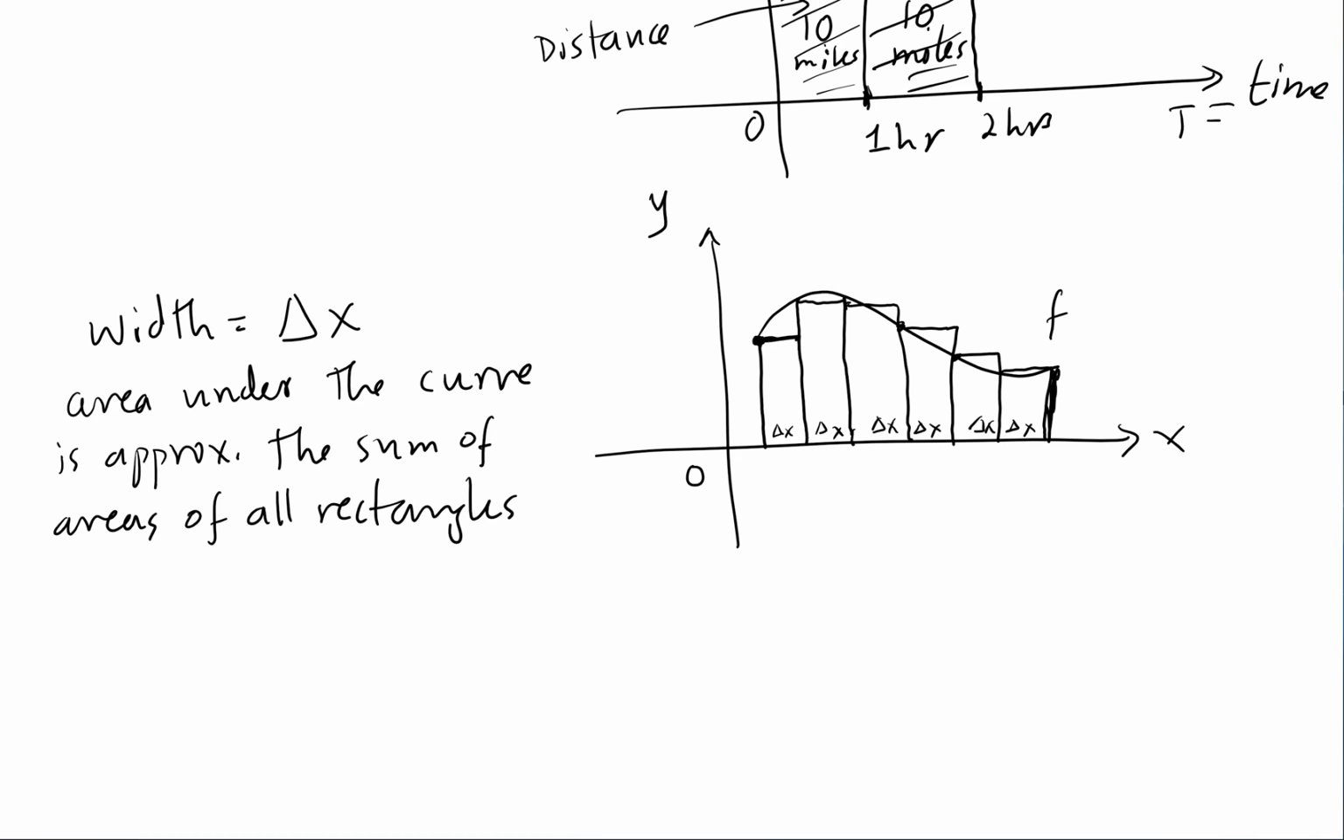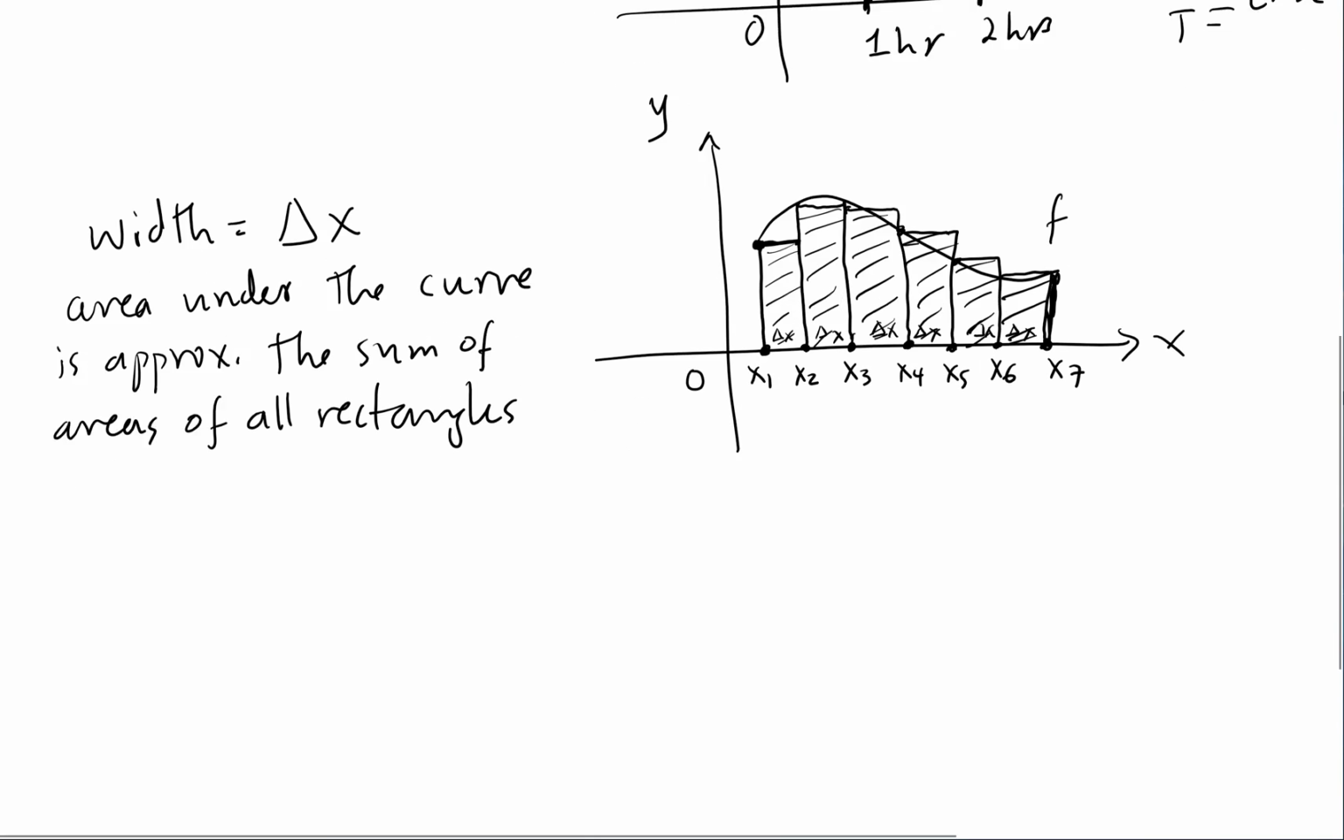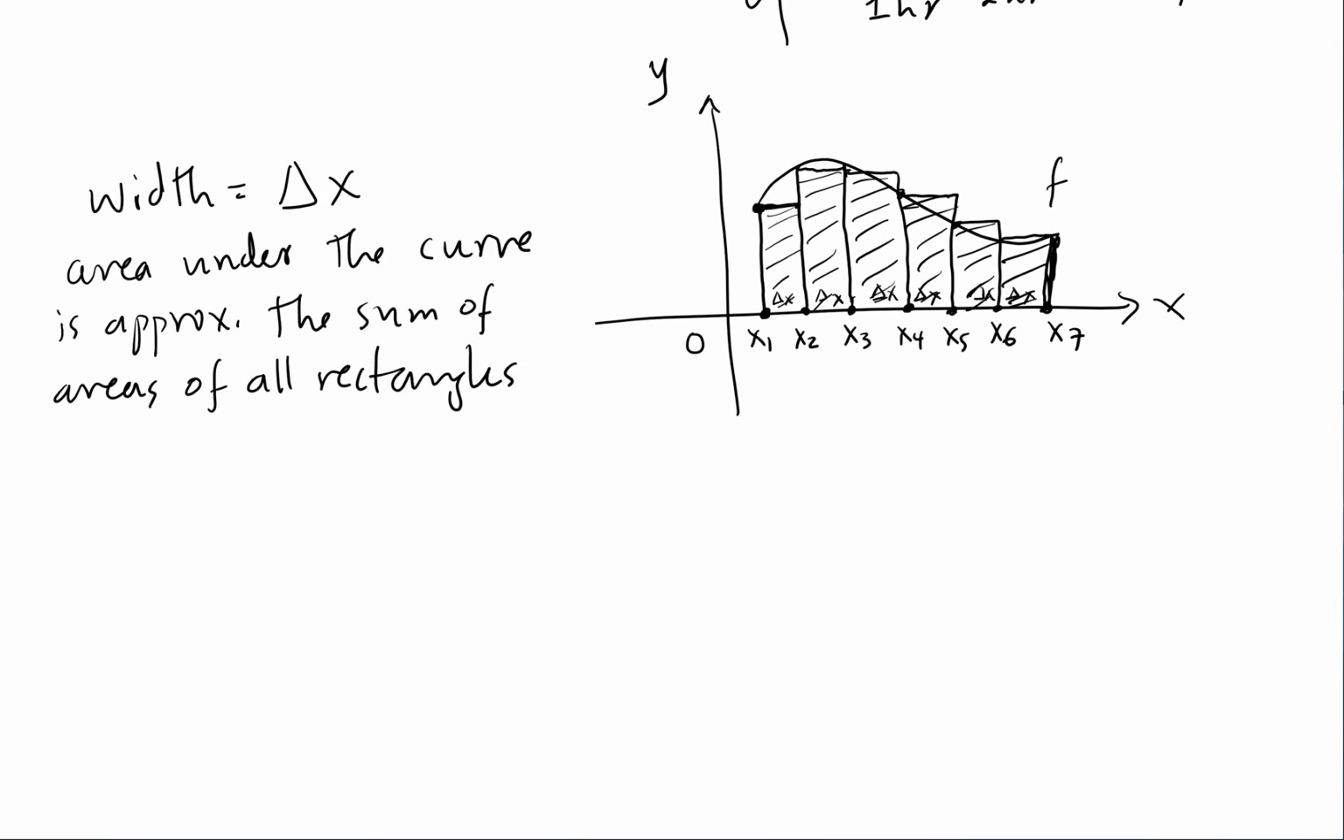And to see how to work that out, let's call the first x x1, then x2, then x3, then x4, then x5, then x6, x7. So I'm going to find the area of each one of these rectangles and add them up. So how do you find the area of a rectangle? We said it's length times width. We know the width is delta x. How do I find the length of the rectangle?